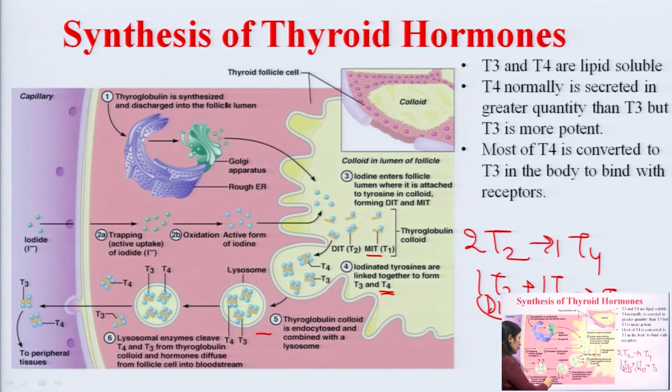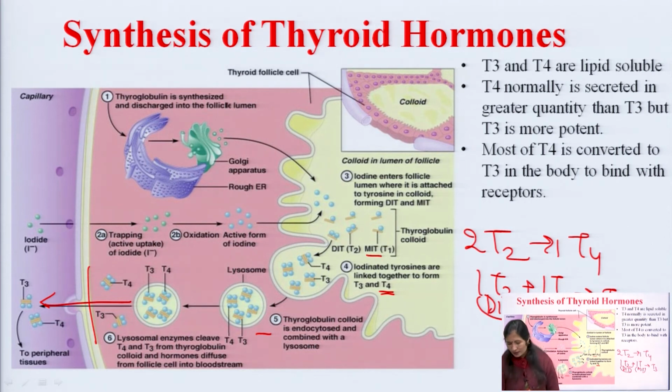So, lysosomal enzyme will cleave the T4 and T3 from the thyroglobulin colloid, and hormones will diffuse, because thyroid hormones are lipid soluble hormones. So, they will cross the follicular cell and they will again enter back to the circulation. They will again enter back to the blood, so that they can reach the target site and produce their action.